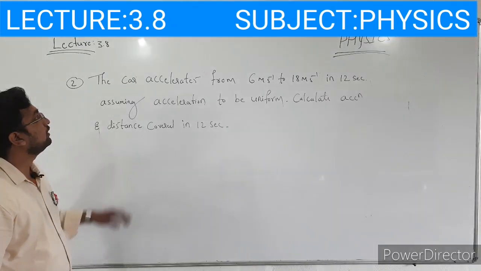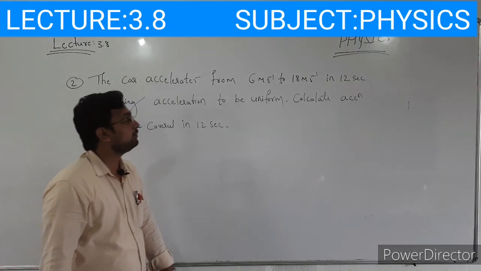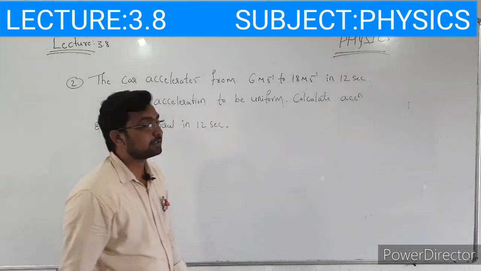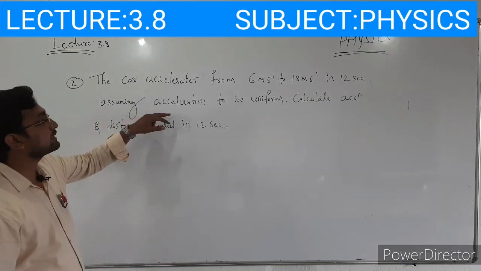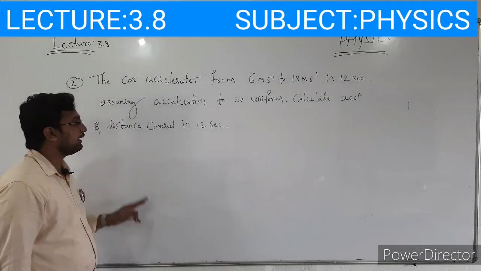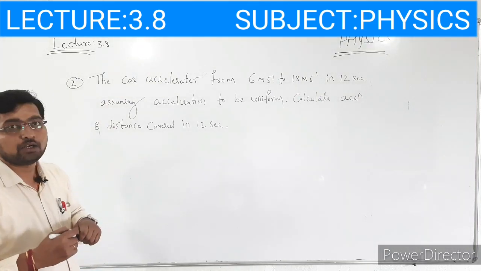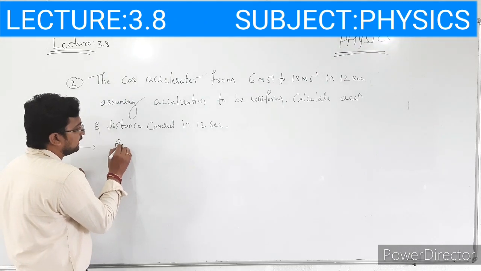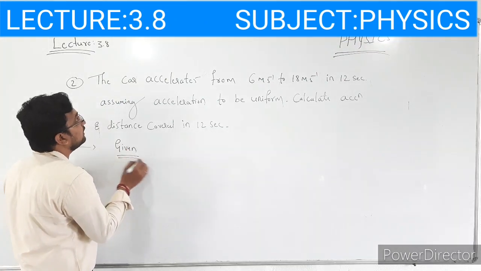The next problem: the car accelerates from 6 meter per second to 18 meter per second in 12 seconds. Assuming acceleration to be uniform, calculate acceleration and distance covered in 12 seconds. Right. Okay. First list out the given terms here. So what are the given terms here?